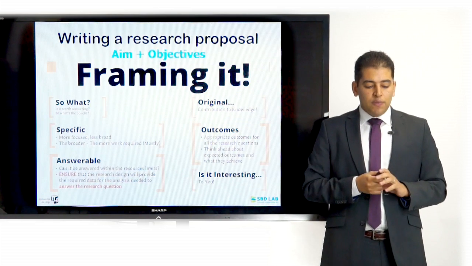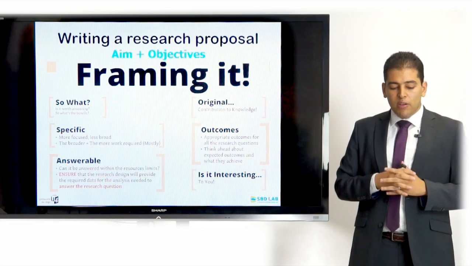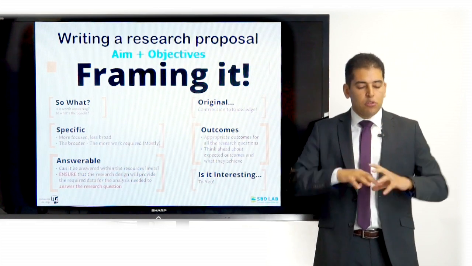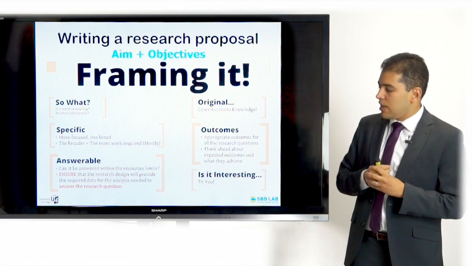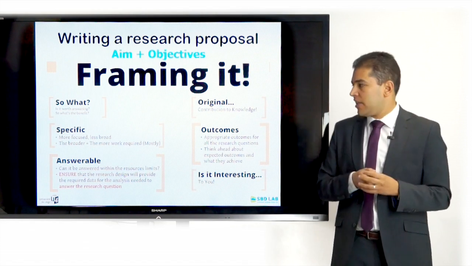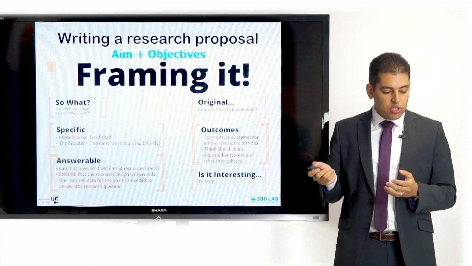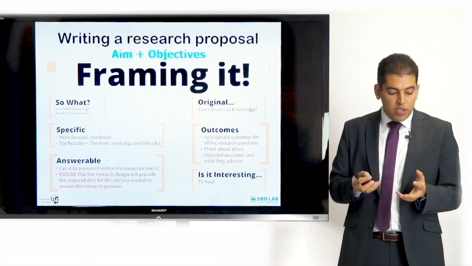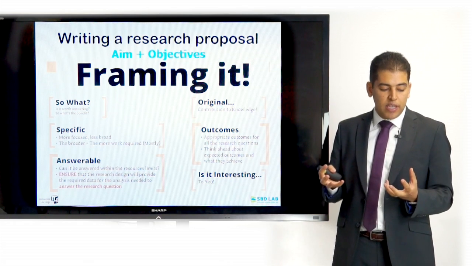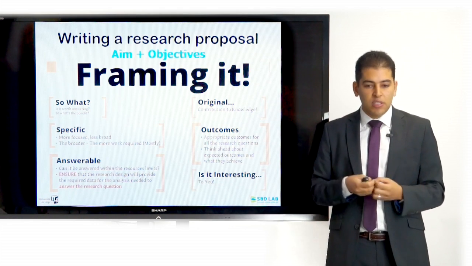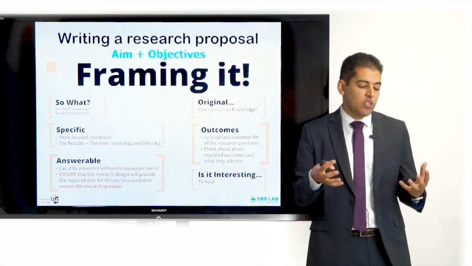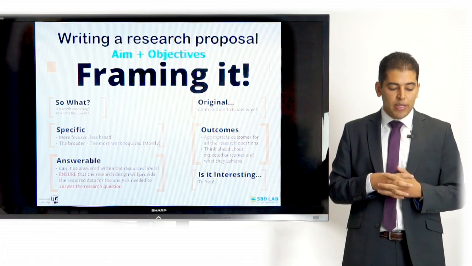Another final piece of advice for the aim and objective: don't forget to frame it. You always need to frame it. So these are the questions you should ask yourself at the end of writing your aim and objective. First question, is it worth answering your research question and the aim? Who will benefit? Am I going to benefit from it? Is the society, the community, the professional or the scientific community going to benefit from it?